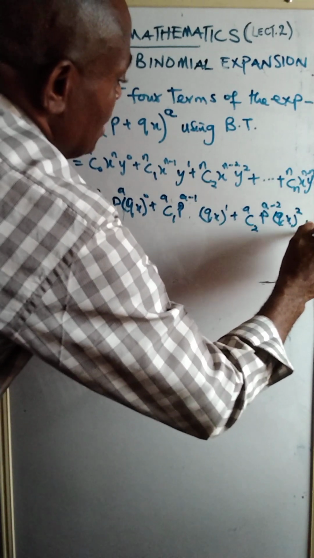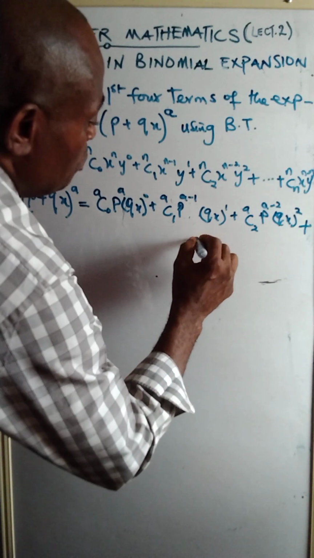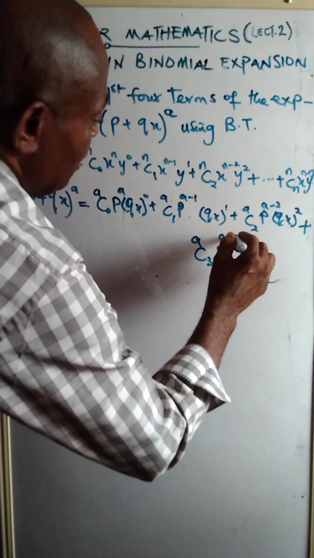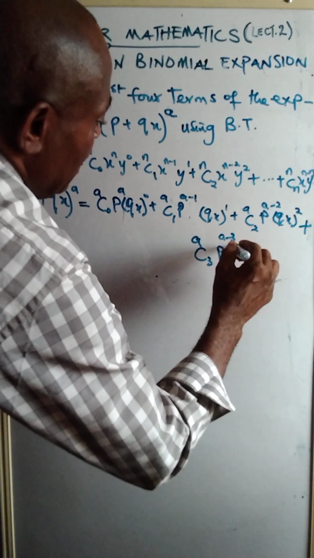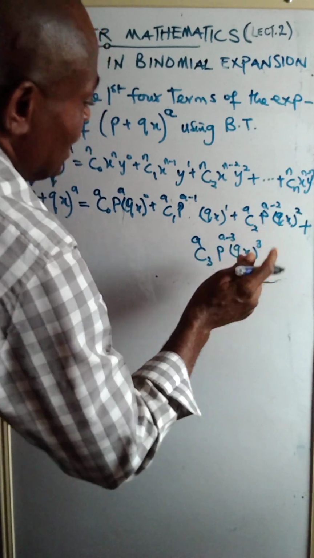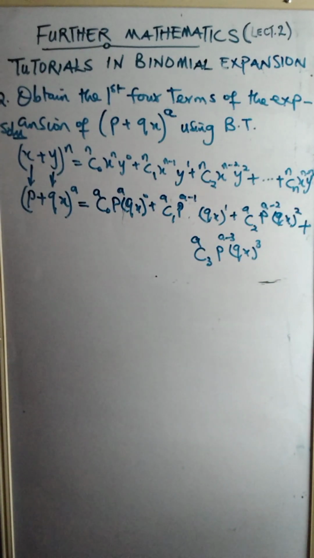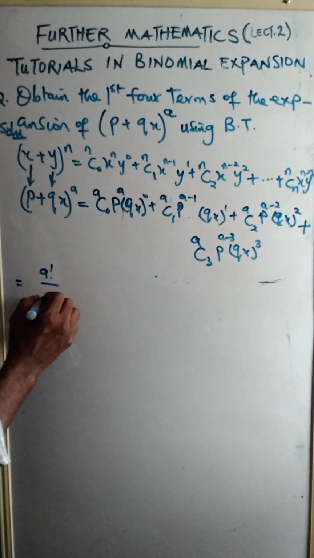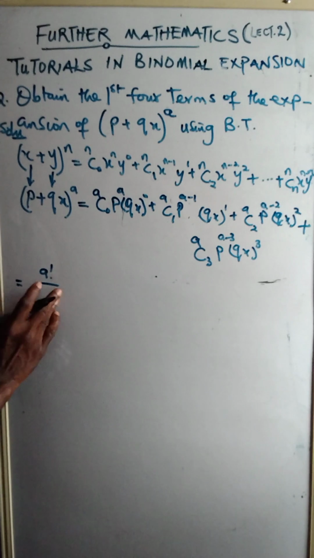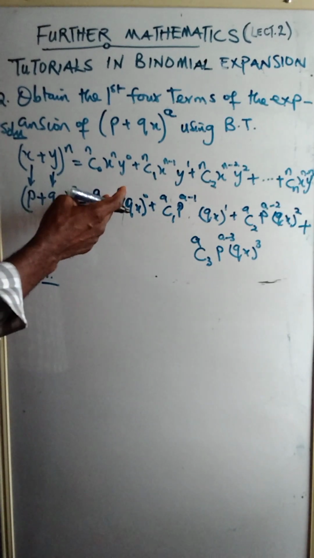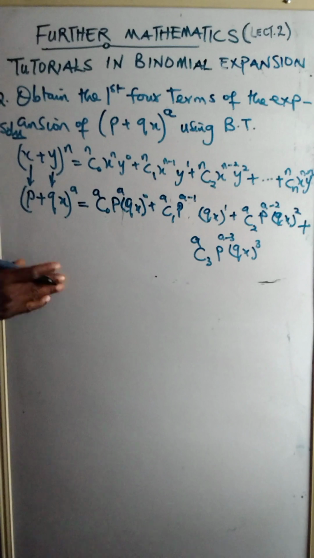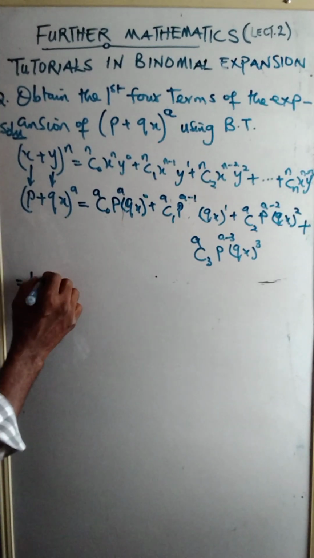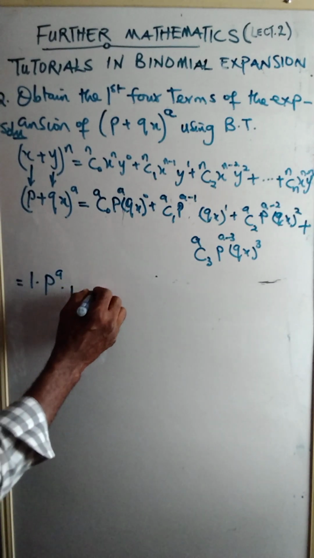All right, so the 4th term would be a combination 3, then we have p raised to power a minus 3, we have qx raised to power 3. That would be our 4th term. So simplifying, we're going to have a factorial over a factorial. Of course, a combination 0 is going to be 1, so we don't need to bother ourselves so much about that. So, and this one is going to be p raised to power a times 1.